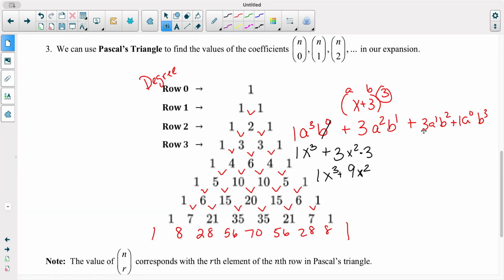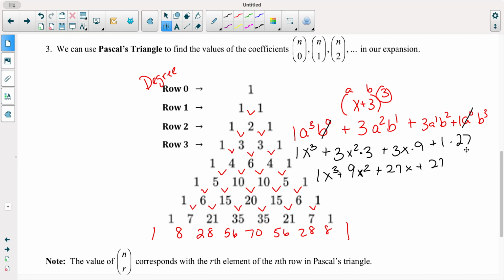All right, go to the next one, and that's going to be 3a 1x, right? And then b squared. So 3 squared is 9. 3x times 9 is 27x. And the last one is 1 times no x's, a to the 0 is gone, and then whatever b is cubed. Well, 3 cubed is 27. And that's how that works.